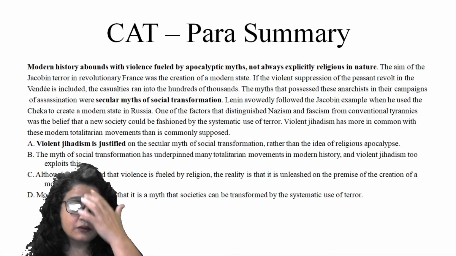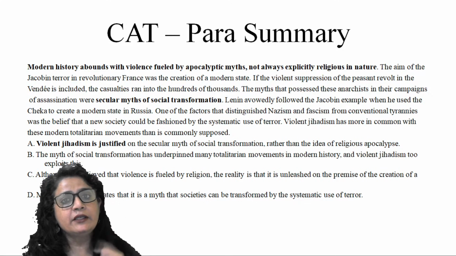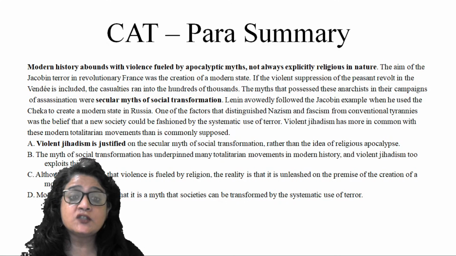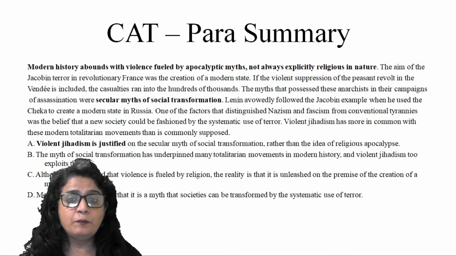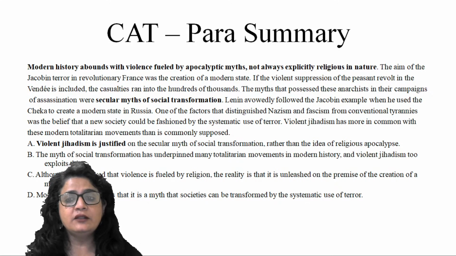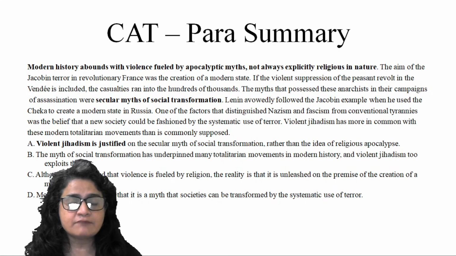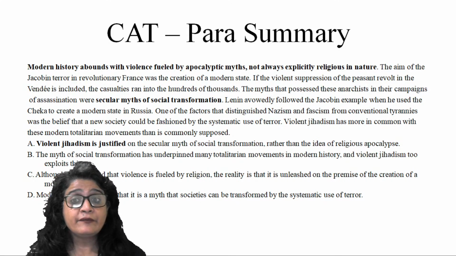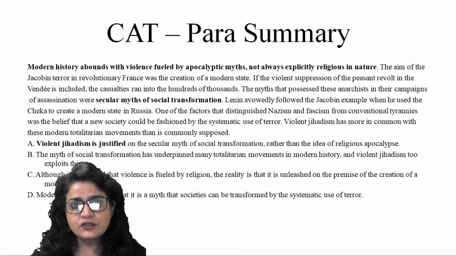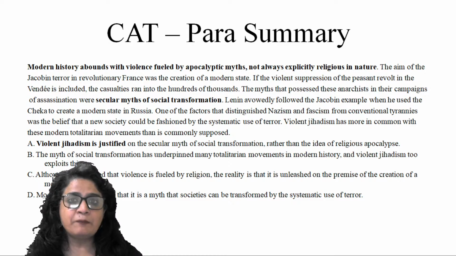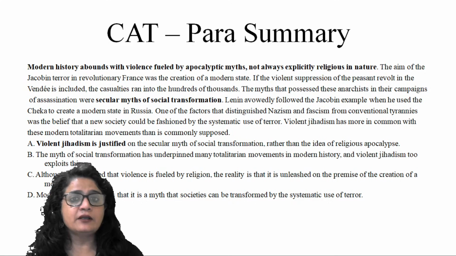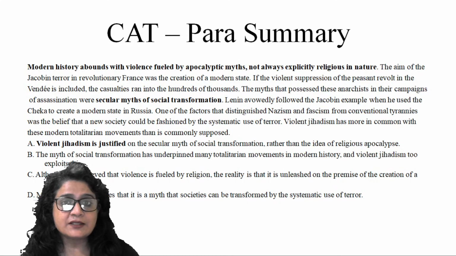Now look at the options, which you may find out of scope. The first says, violent jihadism is justified on the secular myth of social transformation rather than the idea of religious apocalypse. Absolutely out of scope. Nowhere does the author say it is justified. The author says they are not triggered by religion, they are actually triggered by these apocalyptic myths. Nowhere does he state they are justified; it is distorting out of context.